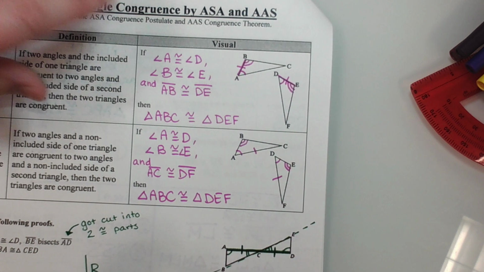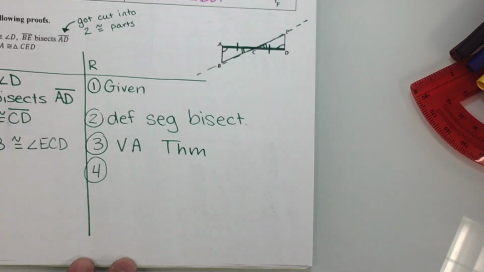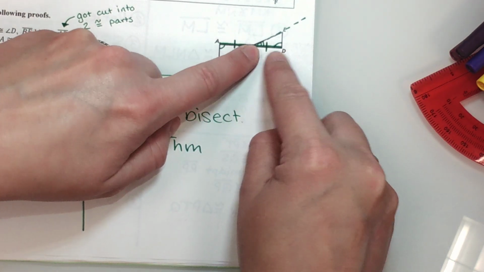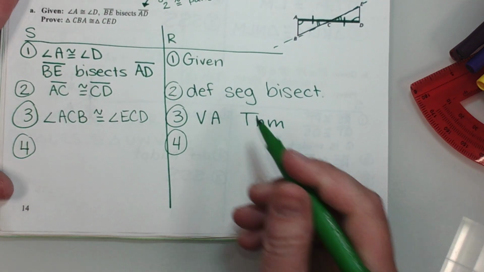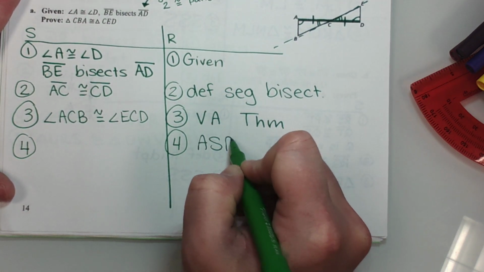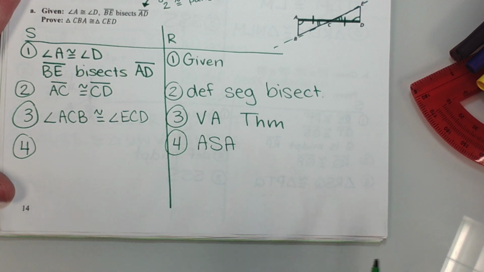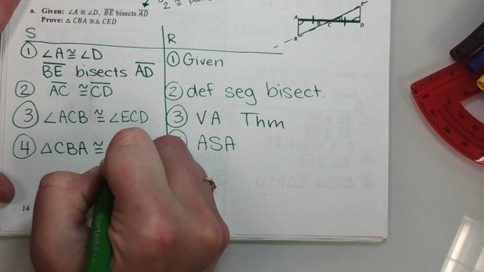The question is the side between the angles or not? Those 2 angles, is that side between it? Yes. Then it's angle, side, angle. ASA has the side between the angles. Triangle CBA is congruent to triangle CED.